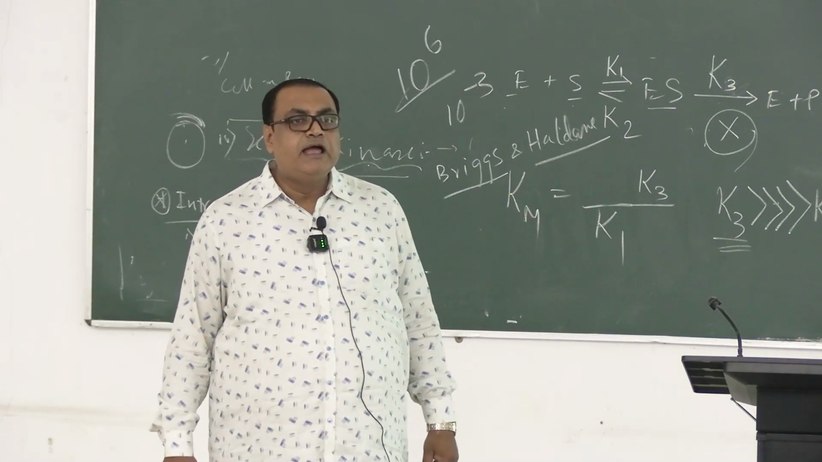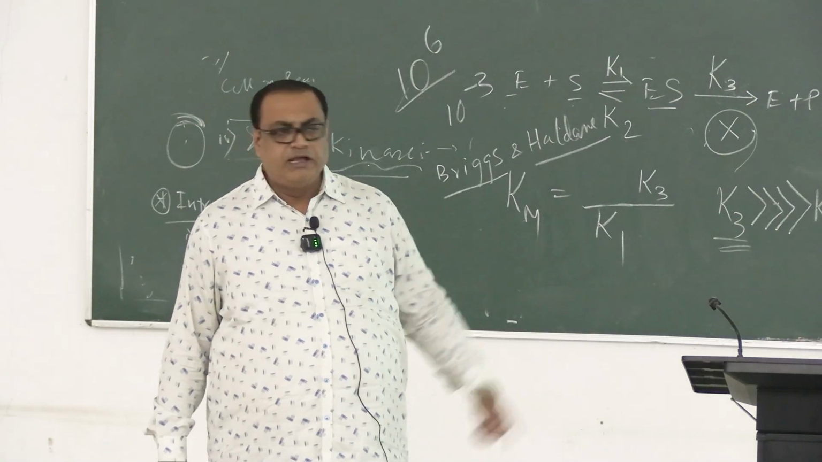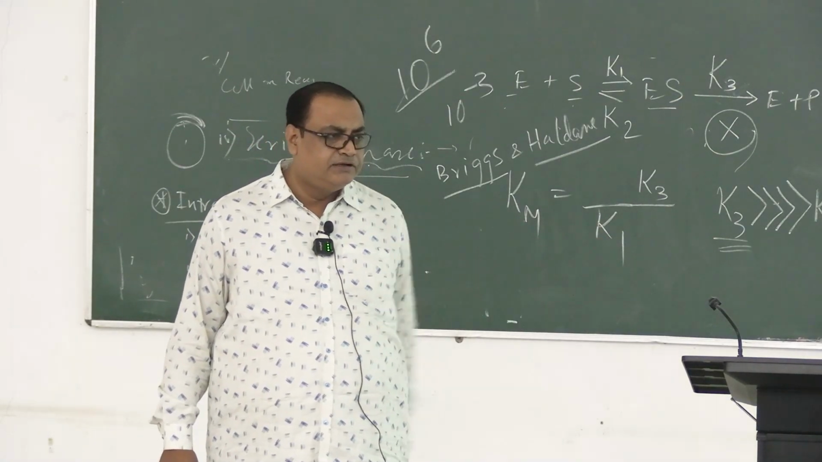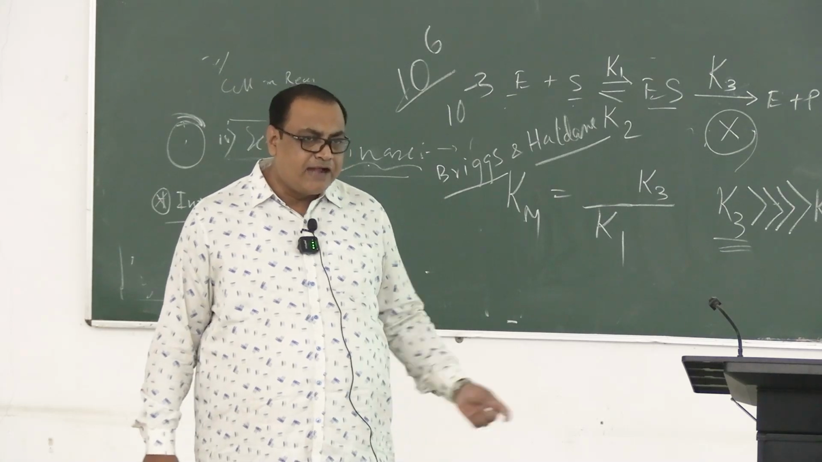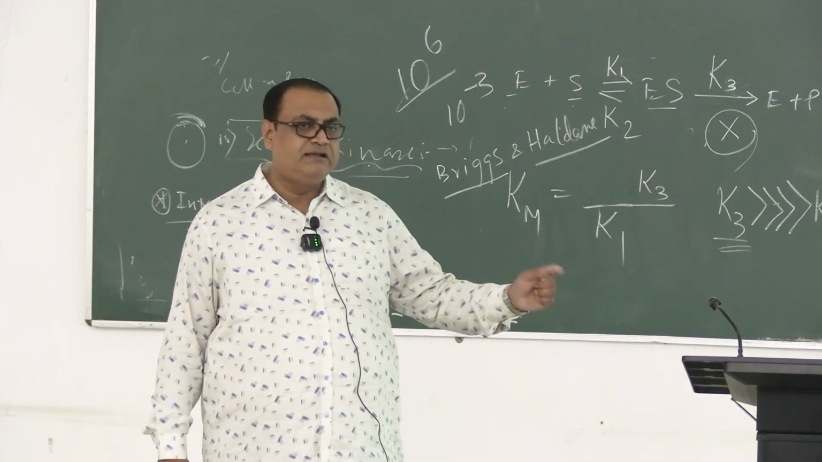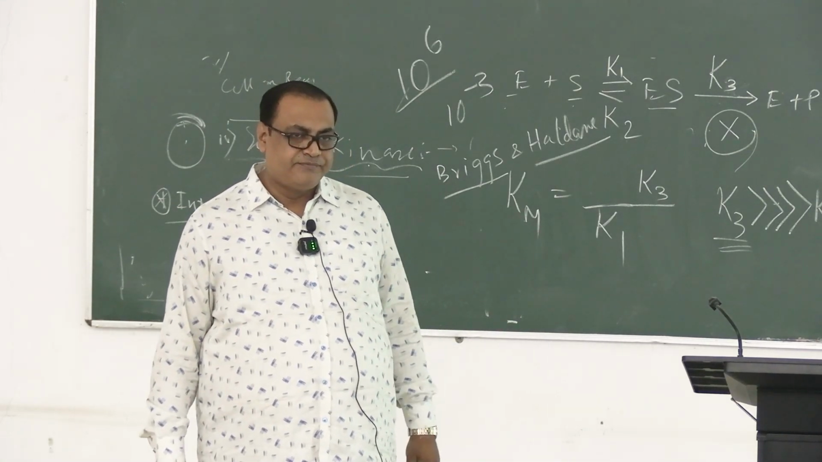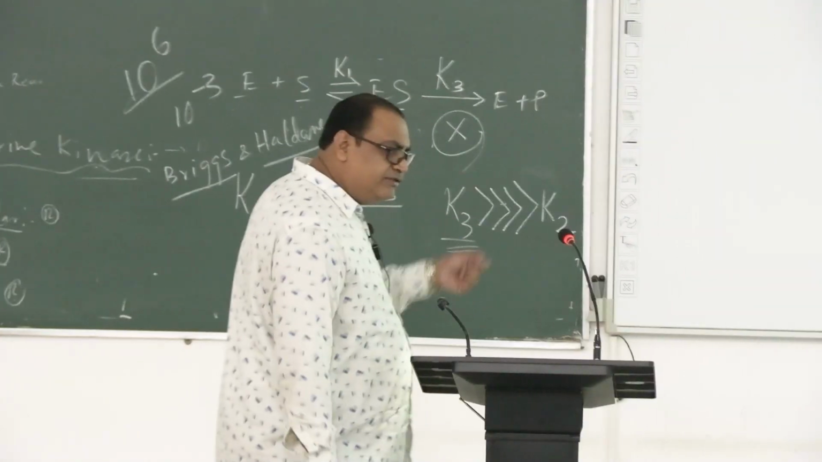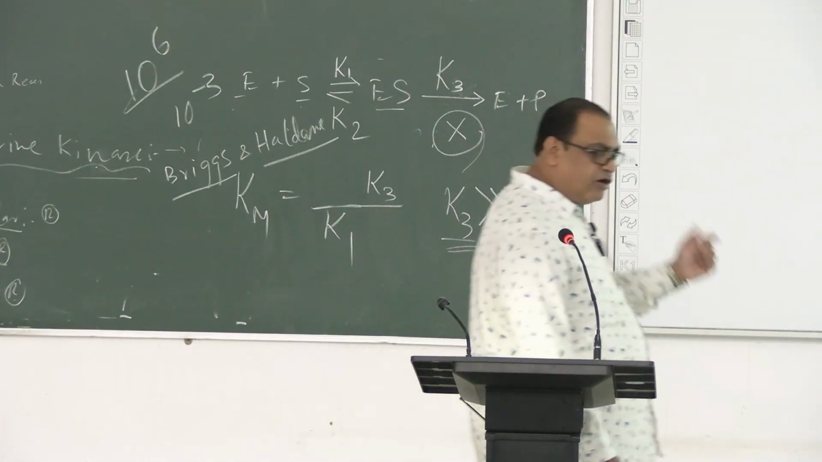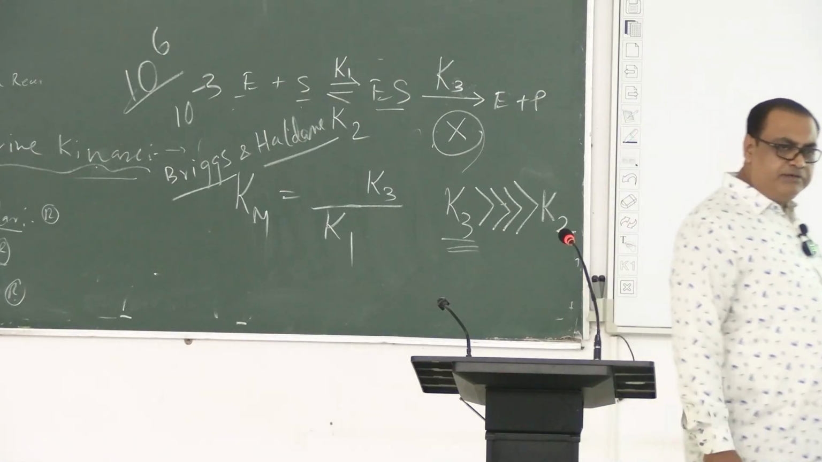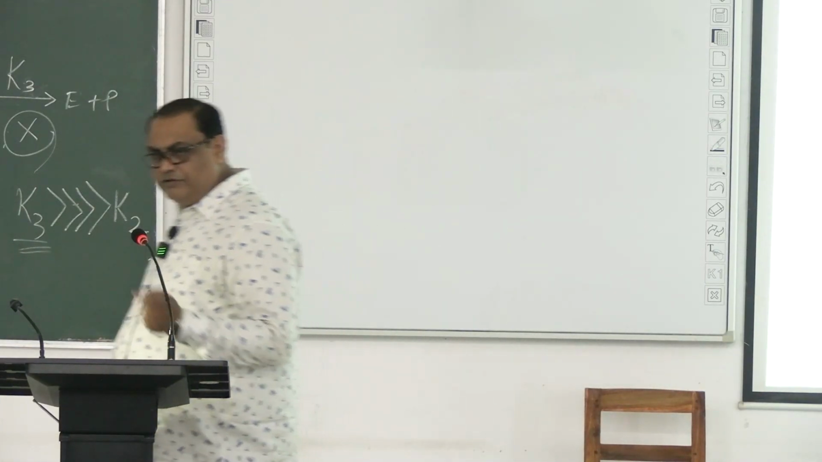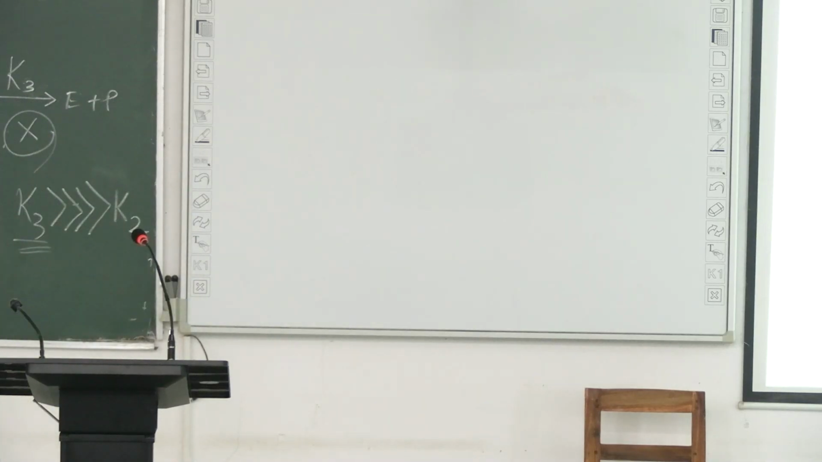Km is the amount of substrate at half the maximum velocity. Amount of substrate required for half the maximum velocity of a reaction. Km is the amount of substrate required for half the maximum velocity of a reaction. Clear?